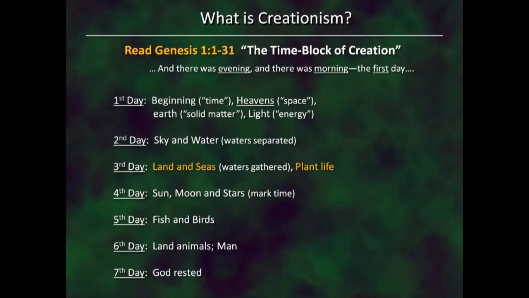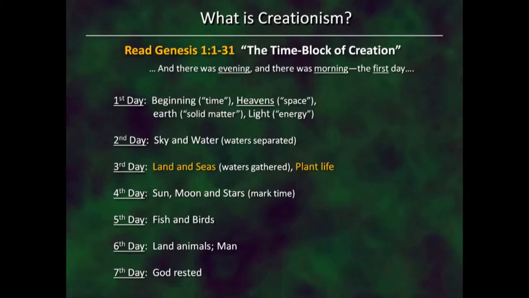And God said, let the land produce living creatures according to their kinds, livestock, creatures that move along the ground, and wild animals, each according to its kind. And it was so. God made the wild animals according to their kinds, and livestock according to their kinds, and all the creatures that move along the ground according to their kinds. And God saw that it was good.